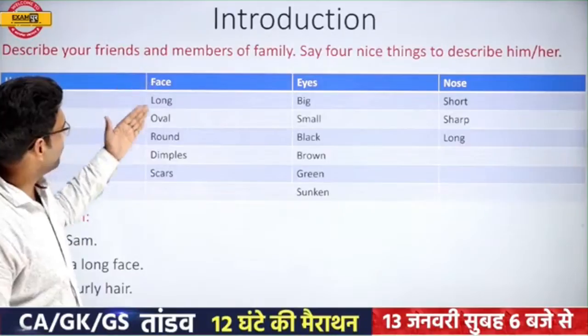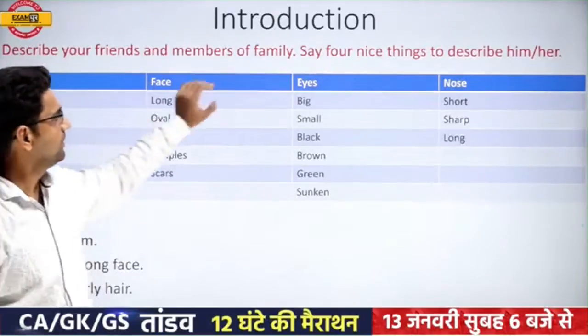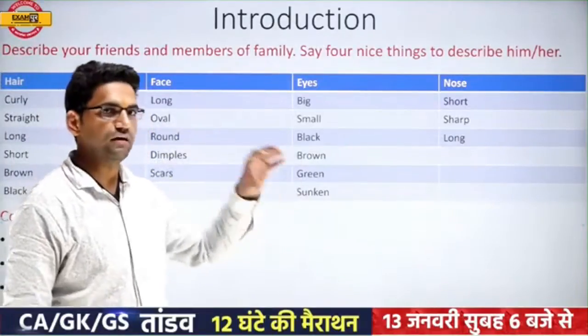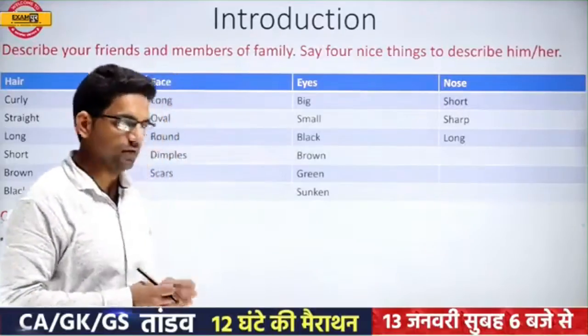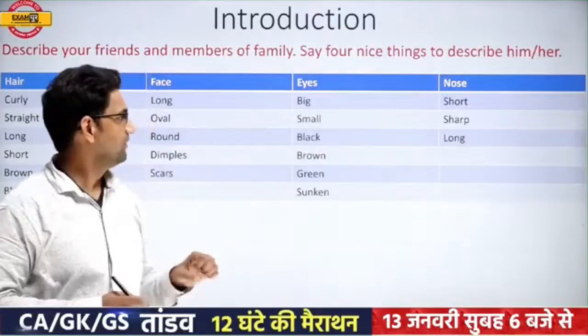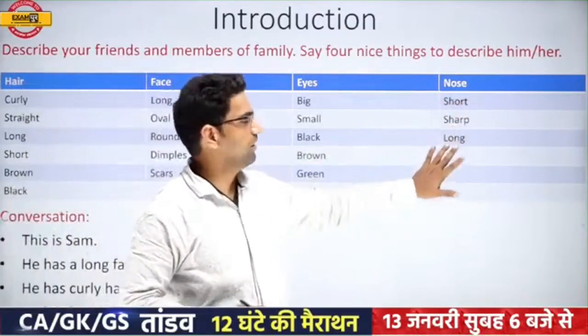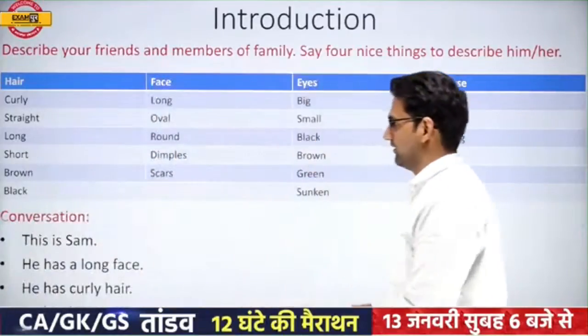Then long face, oval face, round, dimples, scars. These are some words for the face. Eyes, big, small, black, brown, green, sunken. Sunken eyes होती है ना, वो बोलते हैं ना जिनका आंख अंदर की तरफ हो जाता है ज्यादा, बोलते हैं ना धसी हुई आंखें अंदर को, तो sunken word आप यूज कर सकते हैं उसके लिए. Then you have short, sharp and long for the nose. Okay, so see one example I've put in here.